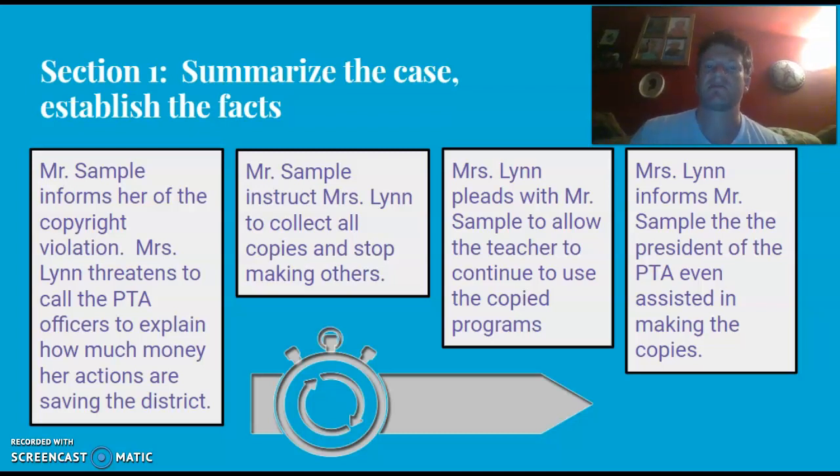Mr. Sample instructs Miss Lynn to collect all copies and stop making other copies. Miss Lynn pleads with Mr. Sample to allow the teachers to continue to use the copied programs. Miss Lynn informs Mr. Sample that the president of the PTA even assisted in making the copies.